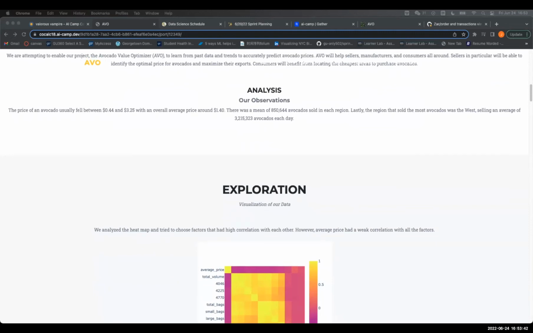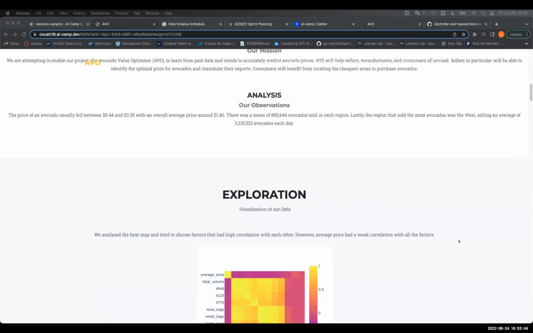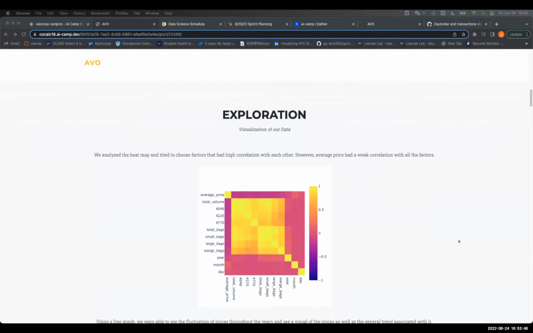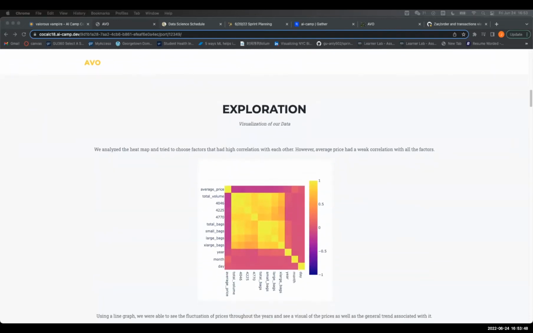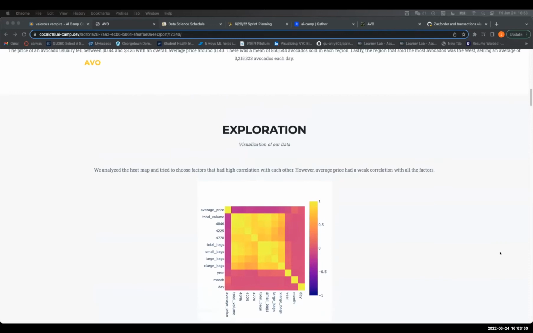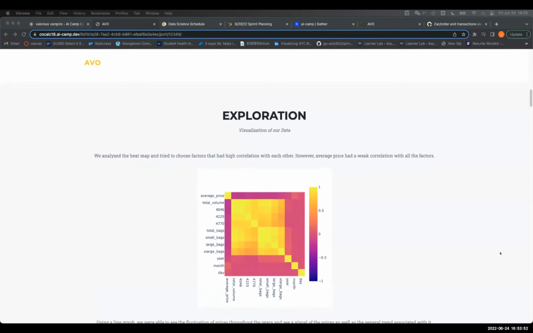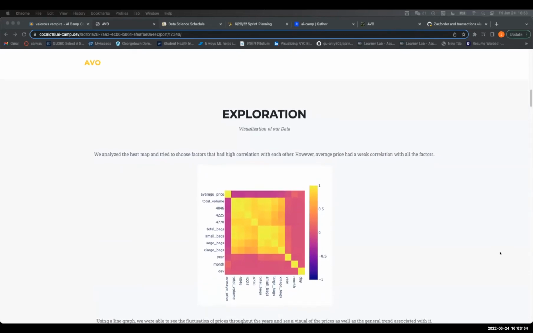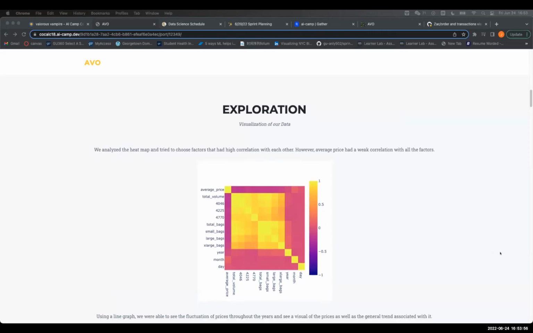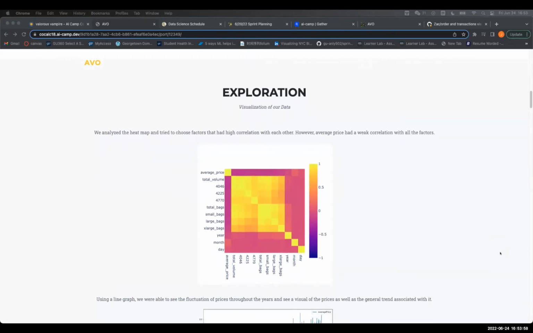We analyzed the following heat map and tried to choose factors that had high correlation with each other. However, the average price had a weak correlation with almost all of the factors. For this reason, we decided to make evaluations based on it, because the average price is possibly the most important factor out of all of the factors.